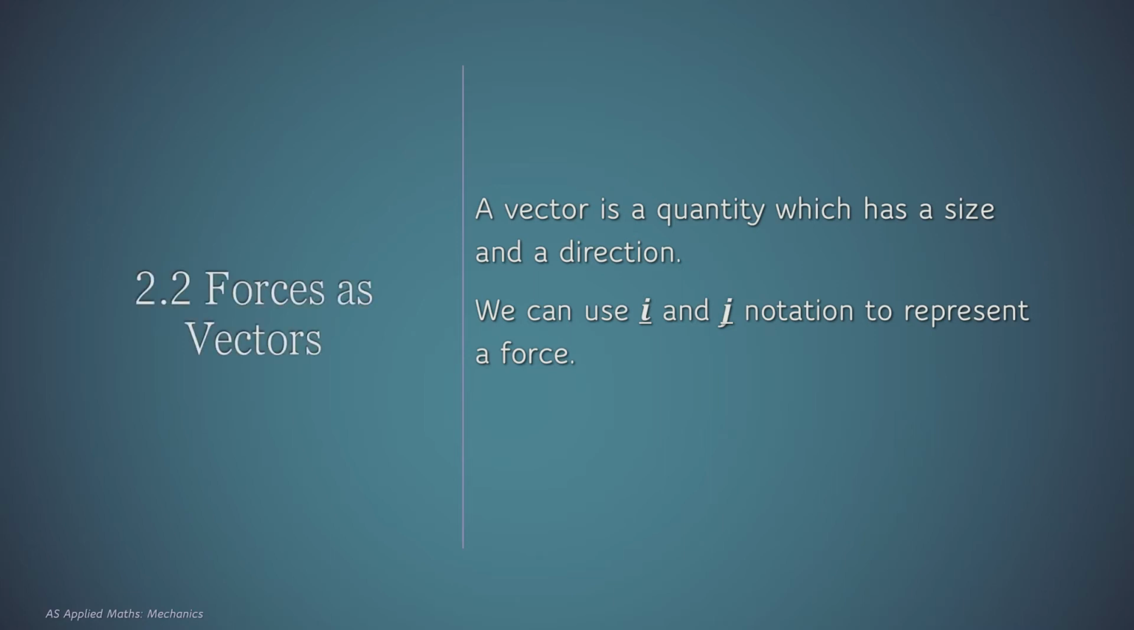Okay, so looking at forces as vectors. A vector is a quantity which has a size and direction. We can use I and J notation to represent a force. We haven't done much on I and J notation in pure maths yet. It is coming up. It is the last chapter of pure maths, but we did talk about it in chapter 1 of mechanics. But just to have a quick recap on vectors, just to make sure we're all happy with it.